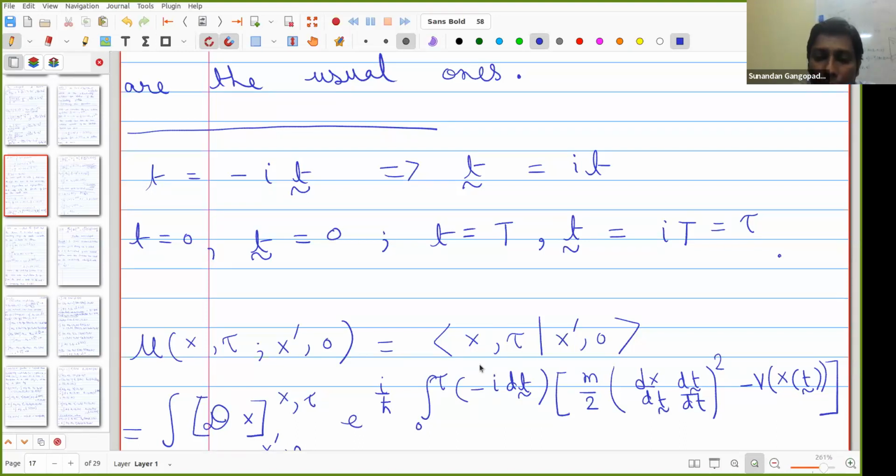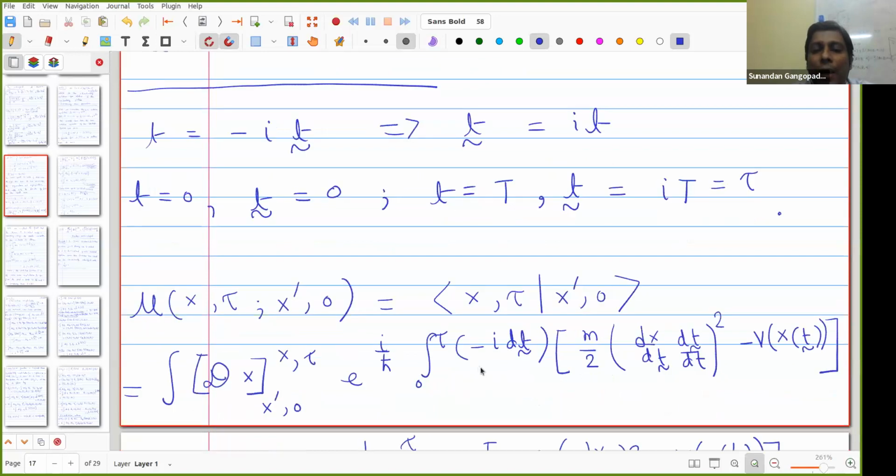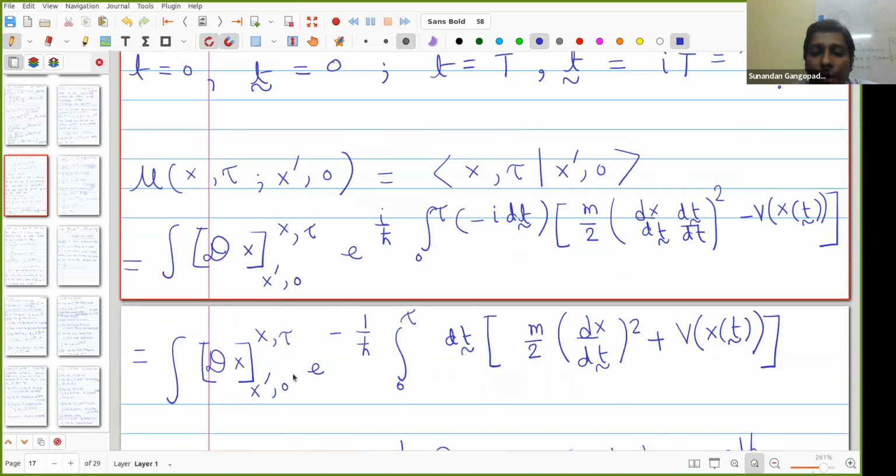But in the process of rotating the time axis, the following happens. The transition amplitude that we have been talking about now takes a different form. You will see that the transition amplitude has boiled down to the following form, where this i is no longer here. It is completely gone.